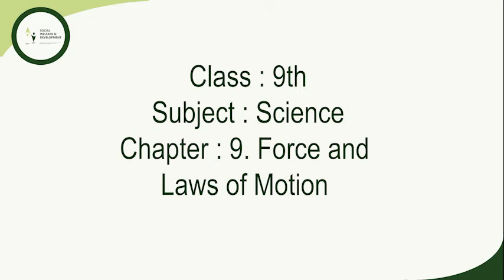Thus, substituting the values, we get F1 = m1a1, that is 2 into 5, which equals 10 Newton, whereas F2 = m2a2, which is 4 into 2, that is equal to 8 Newtons. Thus, F1 is greater than F2. So, we can say that accelerating the 2 kg mass at 5 meter per second square would require greater force than the other one.